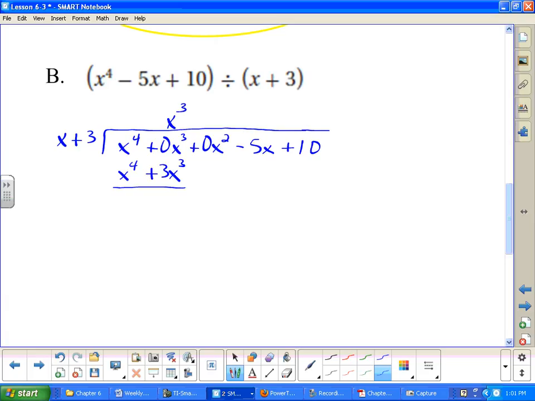Okay. So we found out how many times x goes into x to the 4th. We multiplied, and now we're going to subtract. When we subtract, change the signs. So we're going to get 0 here. Always will get 0 there. Then minus 3x cubed. And then we got to bring down the 0x squared, the next term.